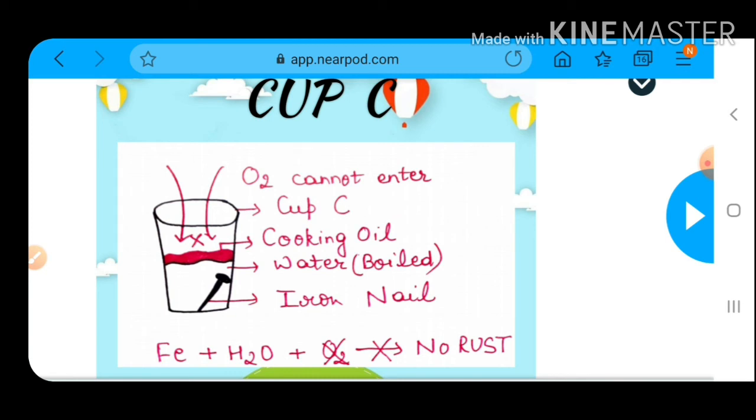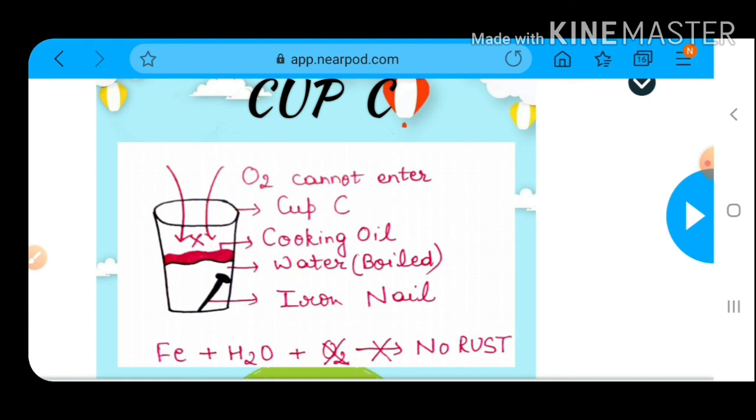Therefore, children, what is the condition now in cup C? Only water is present but no oxygen. Oxygen we have removed due to boiling, but oxygen is also not able to enter from the atmosphere into the water due to the presence of the cooking oil. Therefore, in cup C, the iron nail is there, water is there, but no oxygen is there. I have written the reaction like this: Fe plus H2O plus no O2. I have crossed the O2. No reaction will take place and no rust is formed.